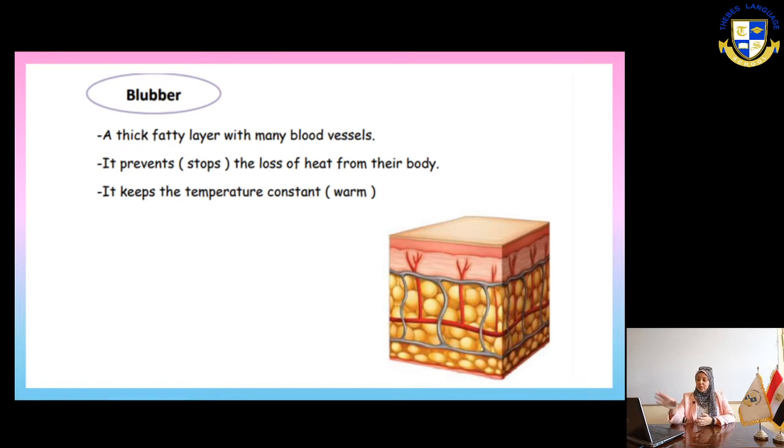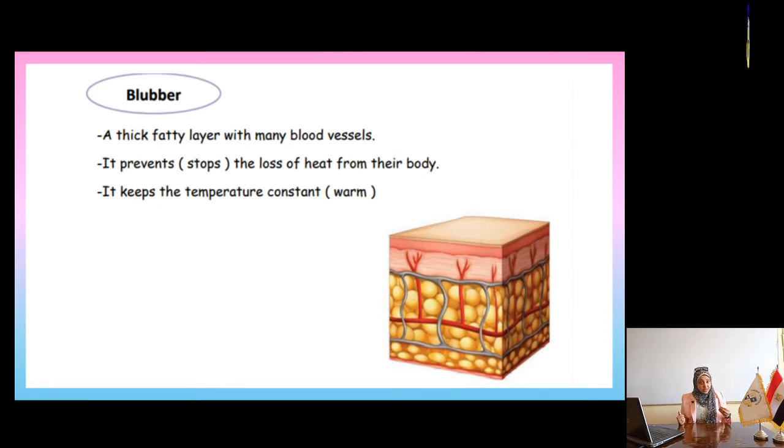So now we will see this picture, this weird one. This is actually the skin. This is your skin. Now we're going to say, what's the blubber? The blubber is a thick, fatty layer with many blood vessels. As you can see here, you will find these yellowish circles. These things are the fat, okay? This is blubber, okay? And you will find these red and blue lines, which are the blood vessels. These are the blood vessels that we took in the previous term, okay? So what's the blubber? It's a thick, fatty layer with many blood vessels.